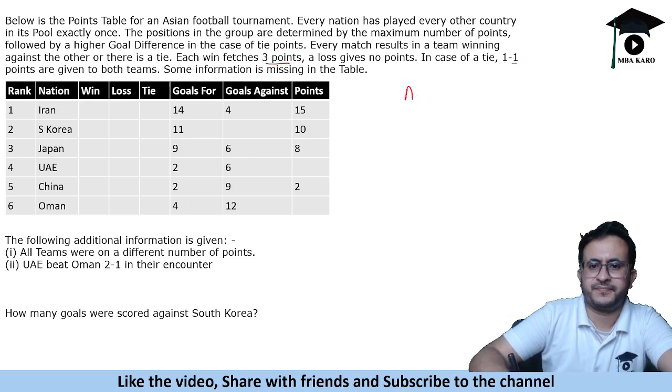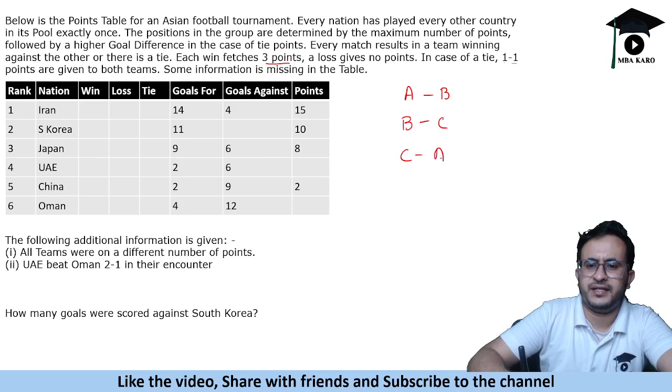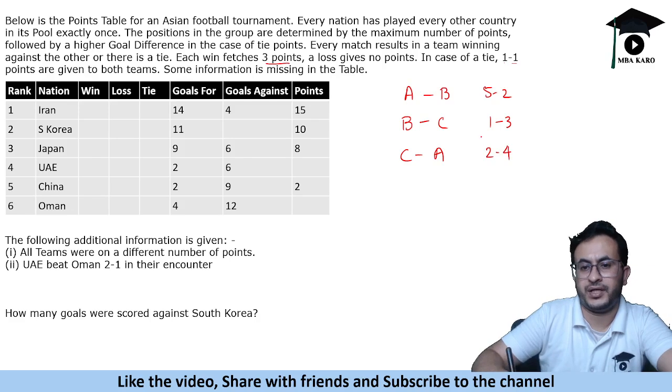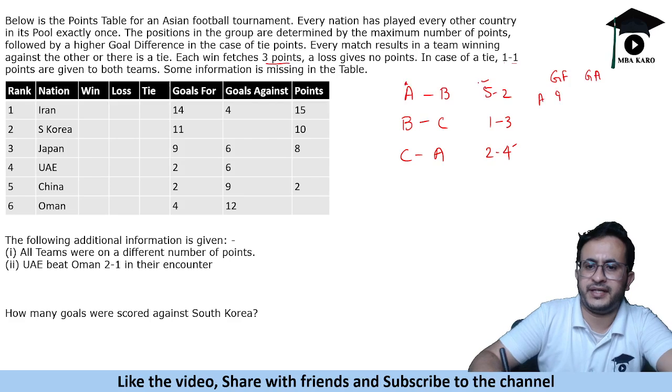A, B, C. A versus B, B versus C, C versus A. A scored 5-2 in this match. BC is 3-1, CA is 2-4. So goals for A is 5 plus 4, so goals for A is 9, and goals against A is 2 and 2, goals against is 4. Goals for B is, B scored 2 goals here and 1 here, so 3 goals.